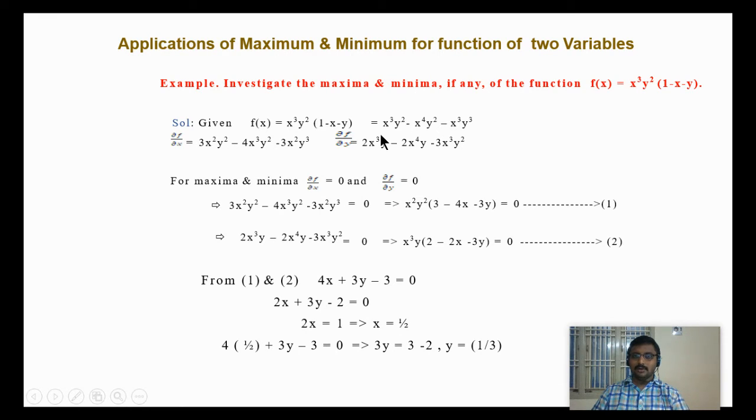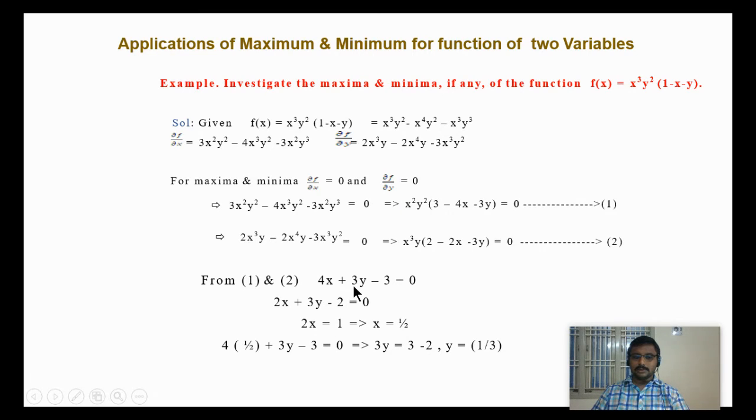For max or min, dou f by dou x and dou f by dou y are equated to 0. Equating to 0 and taking the common expressions, let them be equations 1 and 2 respectively. On equating to 0, one of the roots is x is 0 and y is 0. So one of the stationary points is 0, 0. Now from 1 and 2, solving these equations, we will have x is 1 by 2 and y is 1 by 3. So from equation 1, we will have 4x plus 3y is 3, and from equation 2, we will have 2x plus 3y is 2.